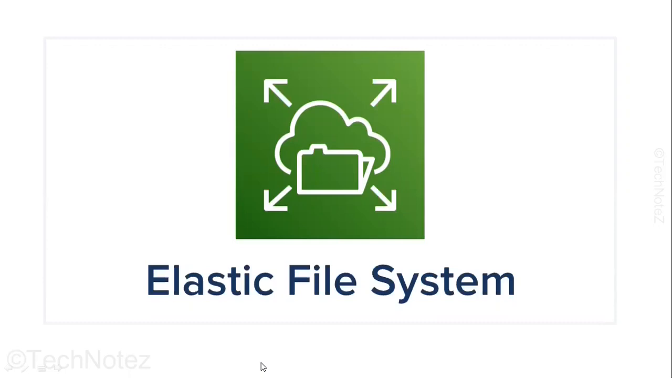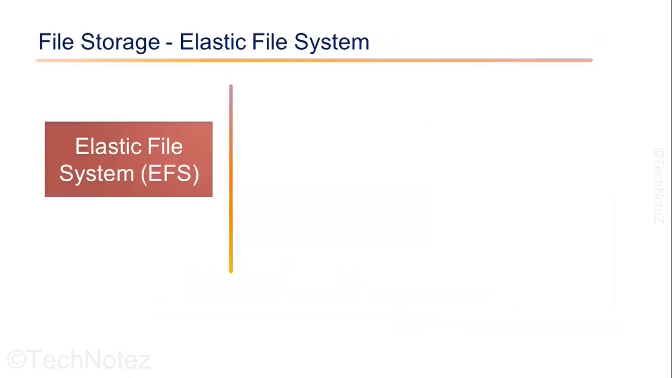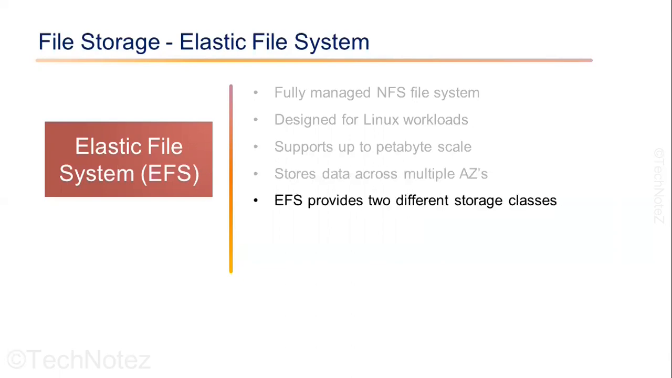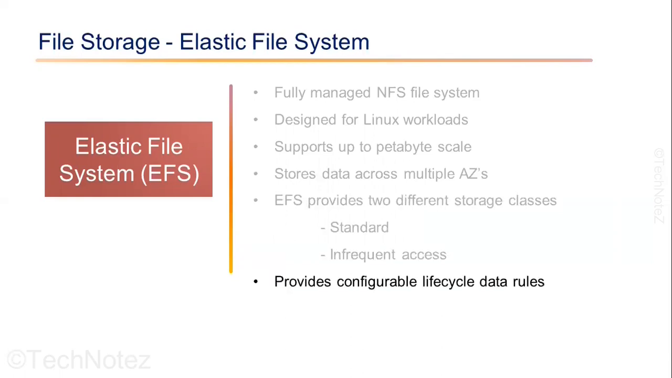Next, let's talk about Elastic File System. Elastic File System, or EFS, is a fully managed NFS file system designed specifically for Linux workloads. EFS is similar to EBS and it can scale up to petabytes of data. EFS can store the data across multiple availability zones so you get durability by default. EFS provides two different storage classes, standard and infrequent access, and it also provides configurable lifecycle rules to transition the data between different storage classes.